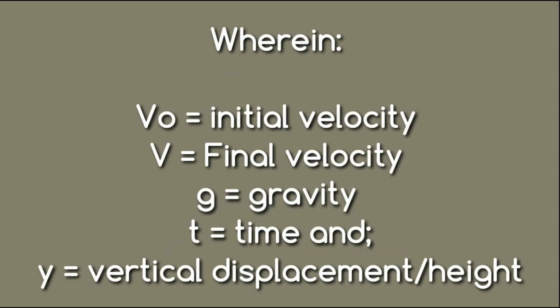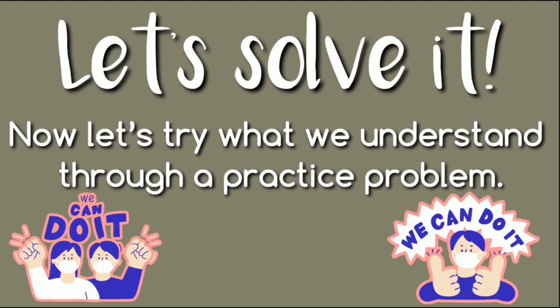Where V sub O is equal to initial velocity, V is equal to final velocity, G is equal to gravity, T is equal to time, and Y is equal to vertical displacement or height. Now, let's apply what we understand through a practice problem.